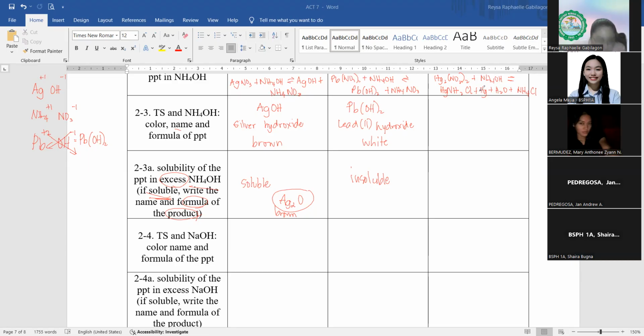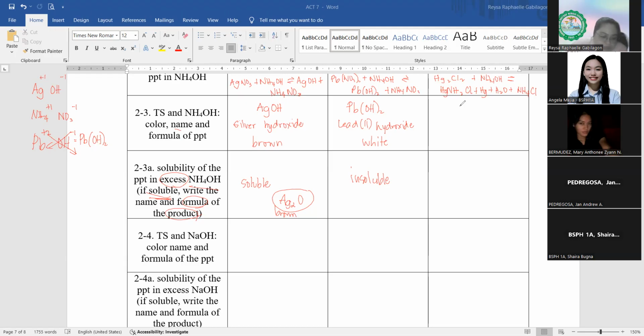Actually, no, this is not HgNO3 pala, sorry. Wait lang ha. Mag-erase na ako. Actually, yung talagang gagamitin dapat dito is the Hg2Cl2 para you will have this kind of product. Okay? So, yan yung mafo-form niya.